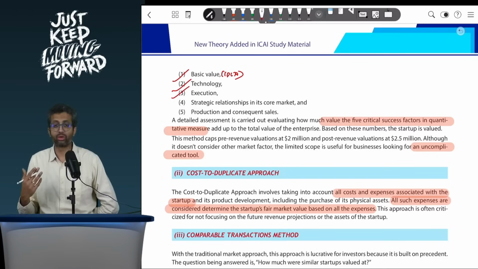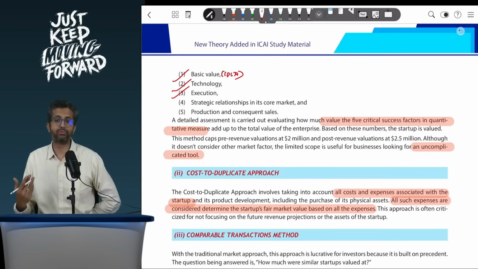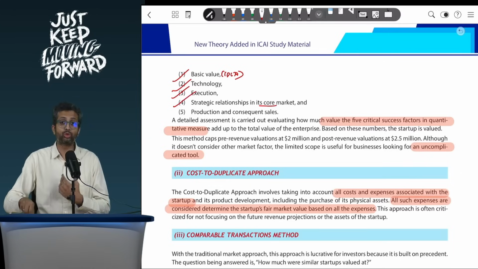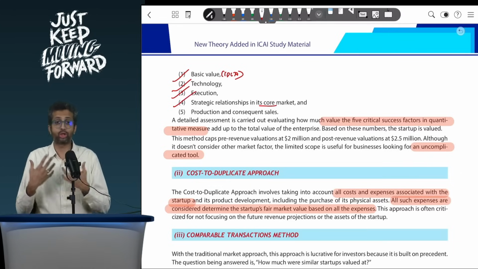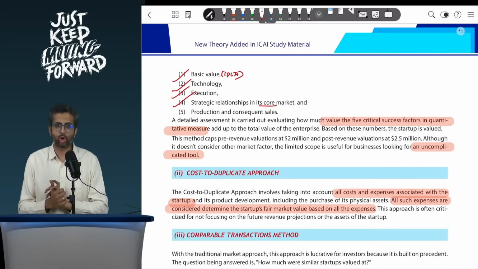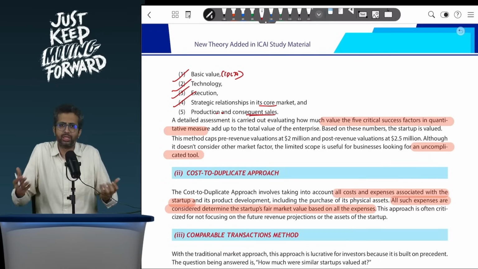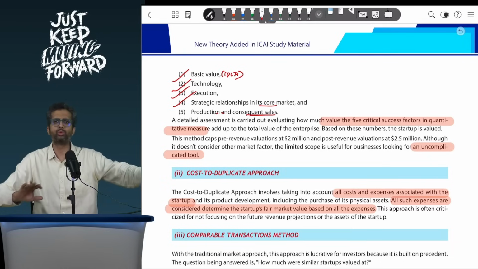Execution: what is your track record, how have you performed? Then strategic relationships in the core market: have you got contracts, have you got orders, have you established some contracts with existing players? And lastly, product and consequent sales. Remember, if you're a pre-revenue company, there is zero revenue and hence the last value will not be there.